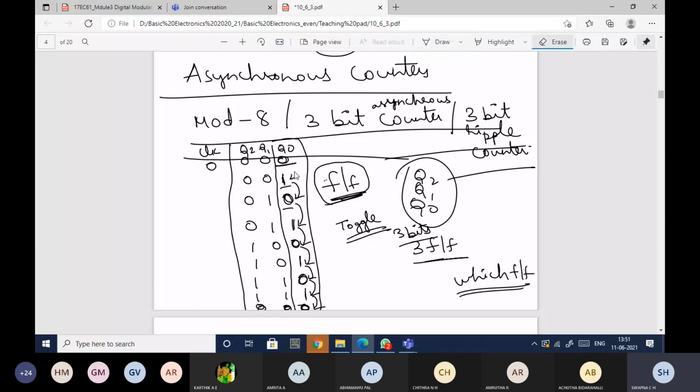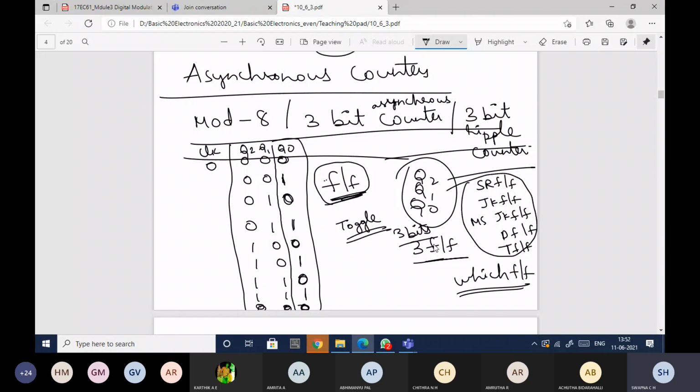So now can you tell me which flip-flop I need to use here? Okay. First let us name the flip-flops. You have SR flip-flop, JK flip-flop, master slave JK, then D flip-flop, then you have T flip-flop. Out of these 5, which flip-flop do I need to use? Only the first one. You tell me about the first one. The second one, how to get, I'll tell you.